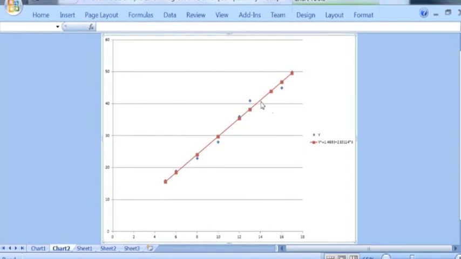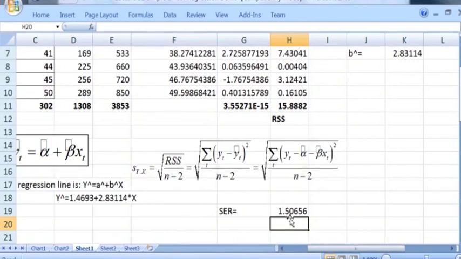So look at this chart. What is the distribution of these dots around this estimated regression line? The error is called standard error of regression. It shows the dispersion of data points which are spread around this regression line. So in this case it is 1.50656 or approximately 1.51. So the next step is to calculate the coefficient of determination.